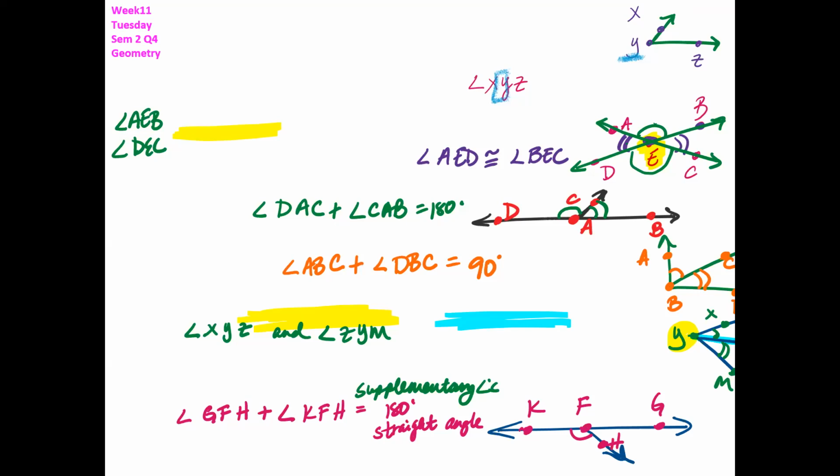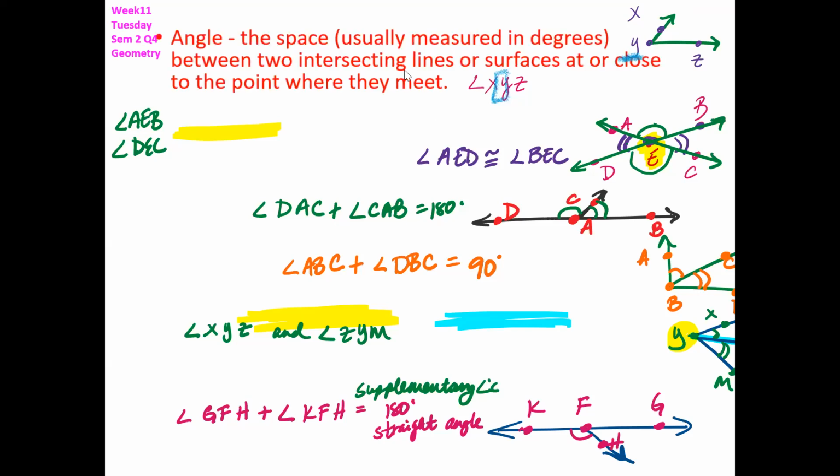All right. This is week 11, Tuesday, semester 2, quarter 4 for geometry. This is to prepare for a quiz that's going to be up tomorrow. It's on vocabulary. So the first one I'm going to go over is the following. Angle. It's usually the space in between two rays.